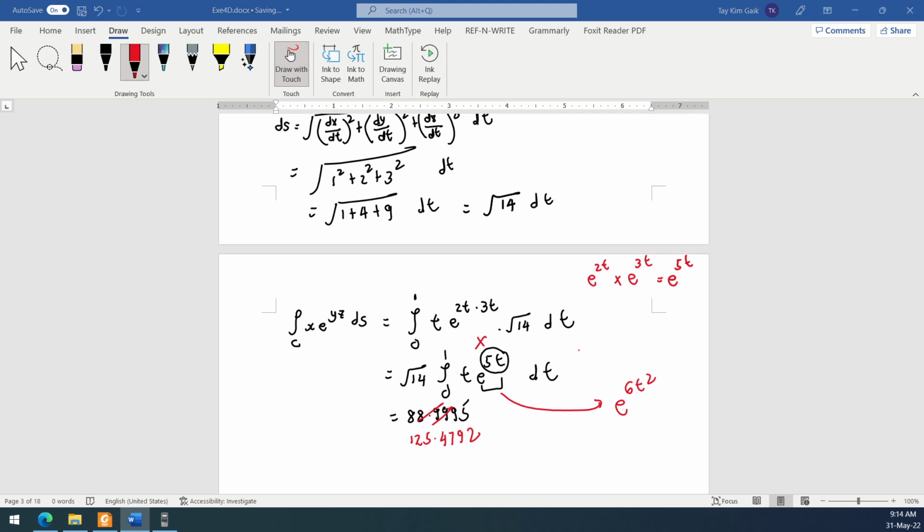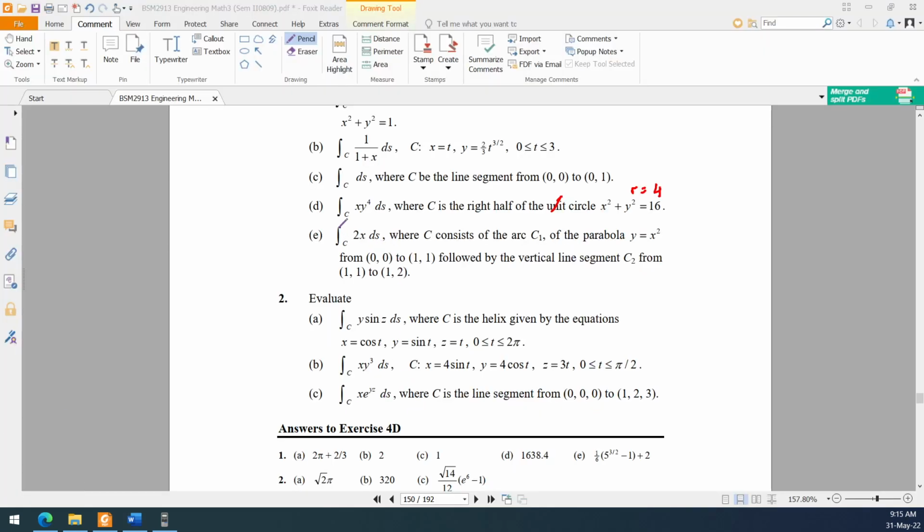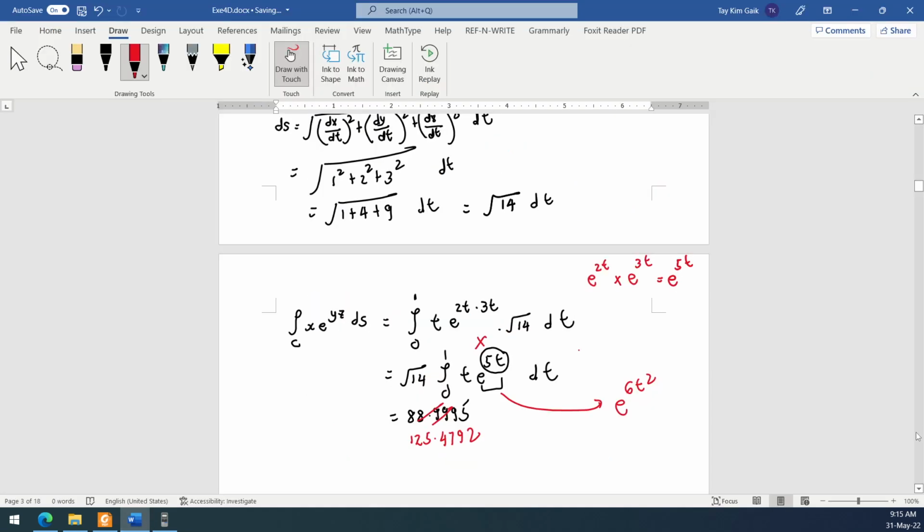Question 1e, integrate 2x ds along curve C, where C consists of the arc C1 of the parabola y equal to x squared from (0,0) to (1,1), followed by the vertical line segment C2 from (1,1) to (1,2). Question 1e. Yeah?